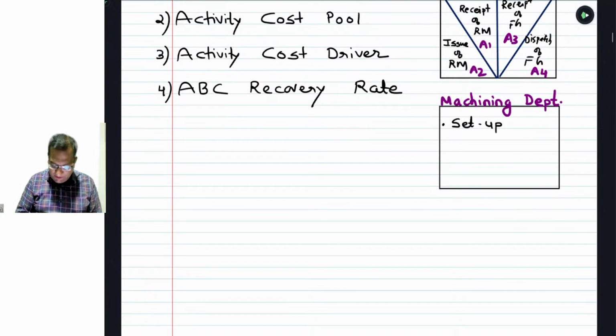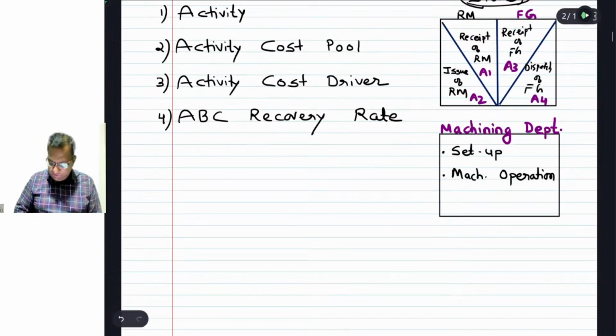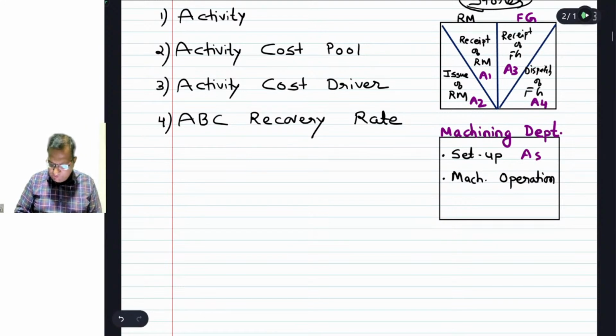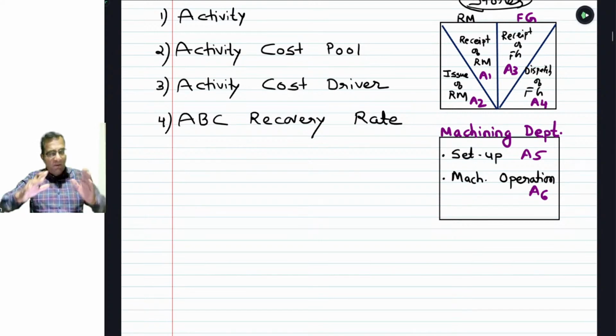The first function can be the setup. The second one can be the machine operation, in which the machine is running. So this is activity number 5. This is activity number 6. So each and every department, the whole complete factory, will be divided into different groups, and for each group, we will find out a separate recovery rate so that the product which consumes the services of that activity should only recover the overhead of that activity.